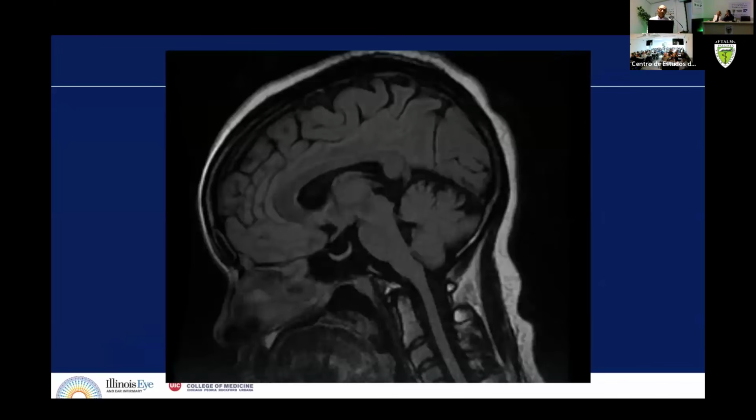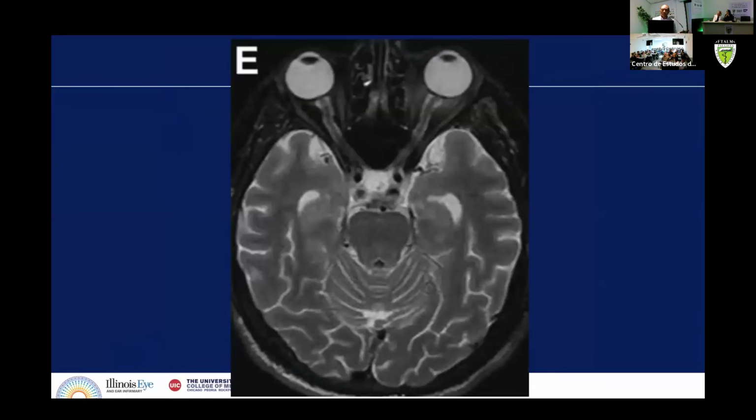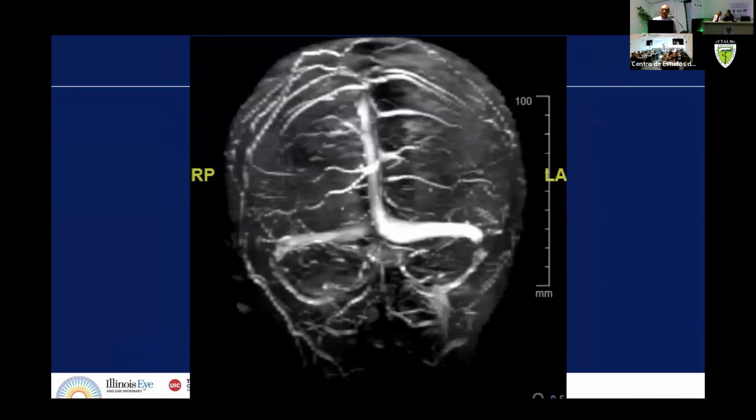So here is a sagittal MRI, T1 without contrast, showing the optic chiasm above an empty sella. An empty sella is one of those signs that you're allowed to have in elevated intracranial pressure. This is a T2 axial MRI, showing dilation of the optic nerve sheath, as well as flattening of the posterior sclera, right? So these are, again, some of those soft signs you're allowed to have.